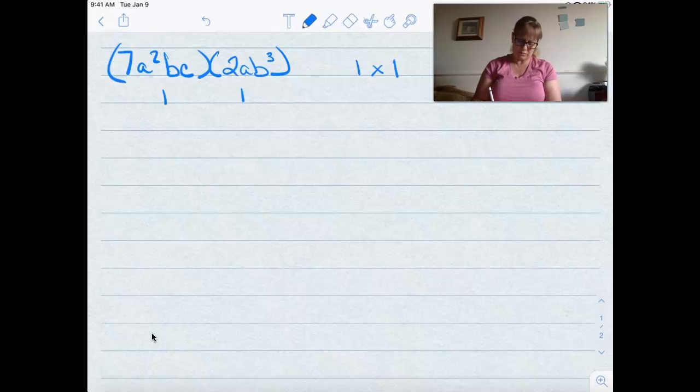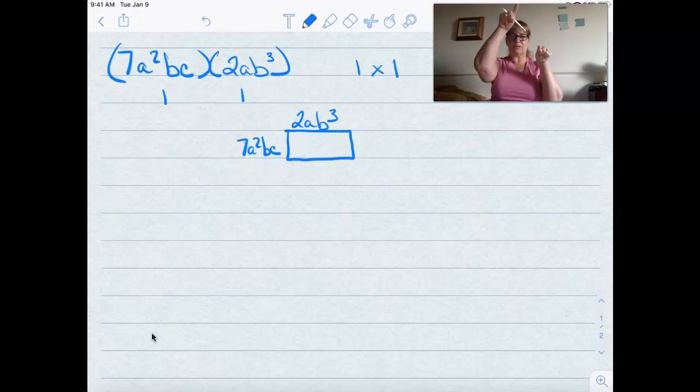So what I want you to do is draw a square. And actually I'm going to move that down one line. And you're going to put the first monomial right here, and you're going to put the second monomial up here. And then just like those old-fashioned multiplication charts, you just multiply what comes into the same box.